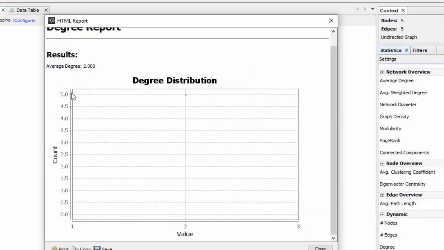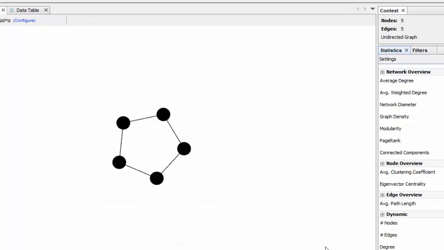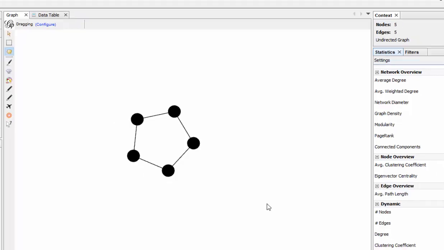What it tells me is the distribution of the degrees of the nodes, and we see that at the value of 2, so having a degree of 2, there are 5 nodes, and I don't see any other dots in this graph. So yes, all the nodes in the file have a degree of 2, which also counts for an average degree of 2. Now that's probably not the information that you expected, right?